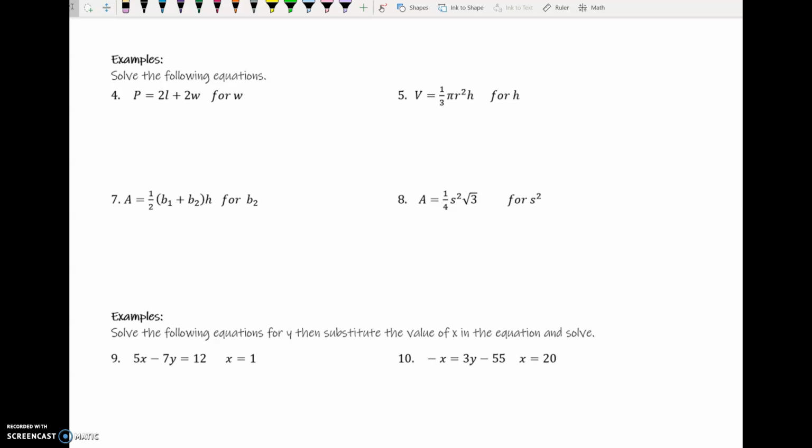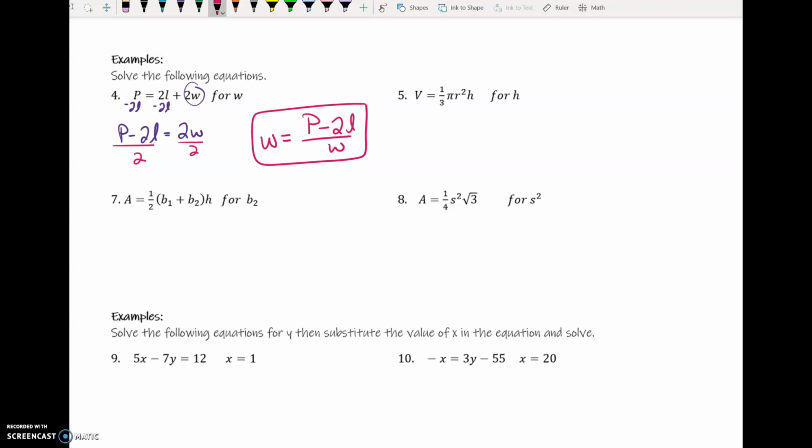Okay, here are some formulas that we need to rearrange. We're solving this first one for w, and I think this one is fairly easy. Let's do this really quick. We want to get w by itself, so subtract 2l on both sides. So p minus 2l equals 2w. Then on these types, I am okay with you dividing the entire side by 2. So our answer here is w equals p minus 2l over 2.